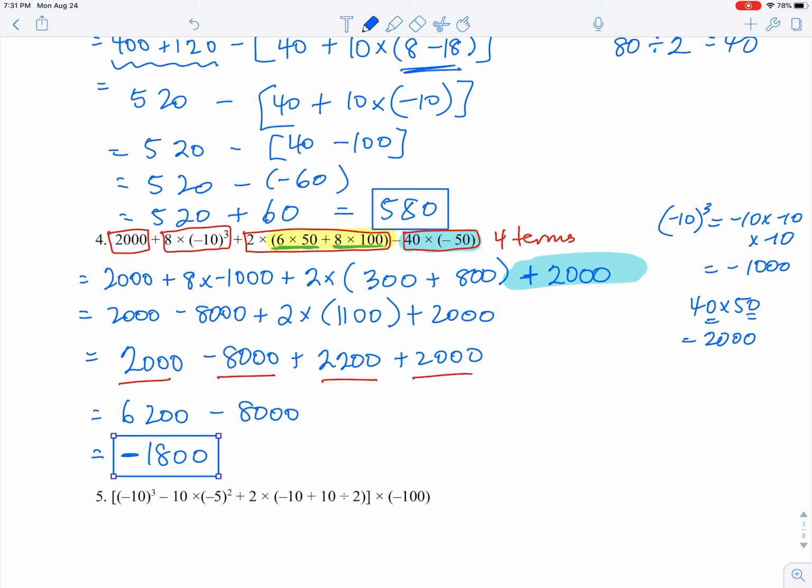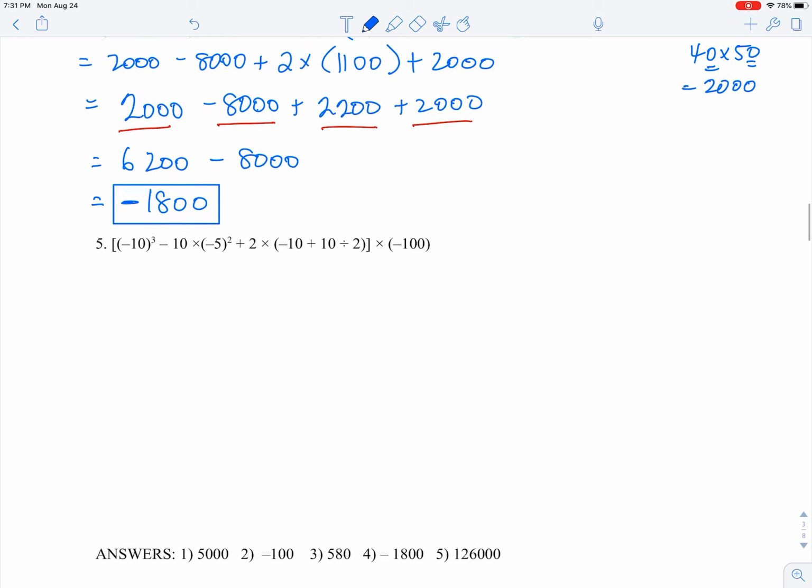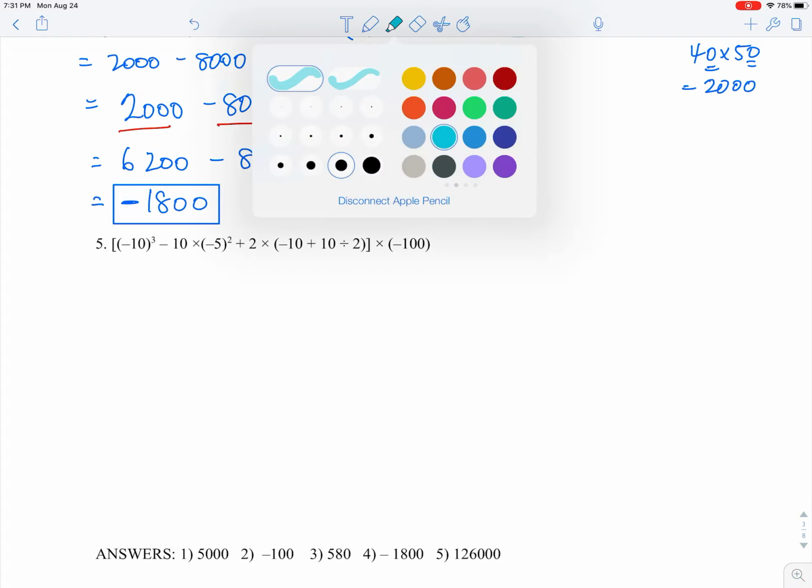And if I've made a mistake in any of these, please let me know, and I will fix it up. Oh, the answers are down at the bottom. How nice. So minus 1,800, I got that one right. 580 minus 100 and 5,000. I remember all those. I got those right, too. Hey, that's great. Question 5.